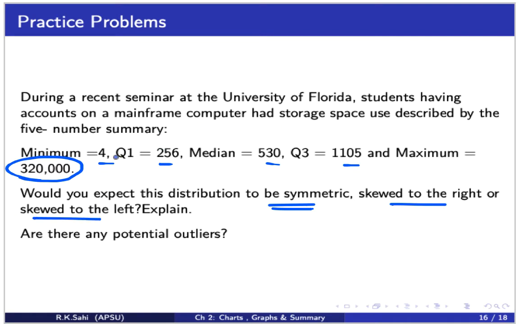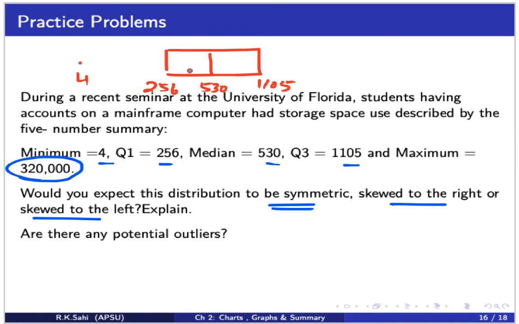So when you look at all these numbers, even if I make my nice little box plot, we can do a box plot which will help us out. So we have Q1. So Q1 is 256. Median is 530 and Q3, 1105, is somewhere here. Minimum is 4. Okay, so minimum is somewhere here.